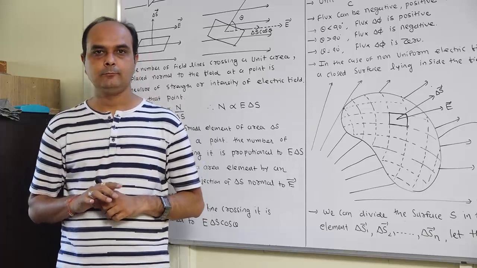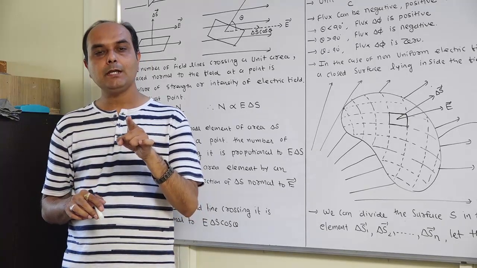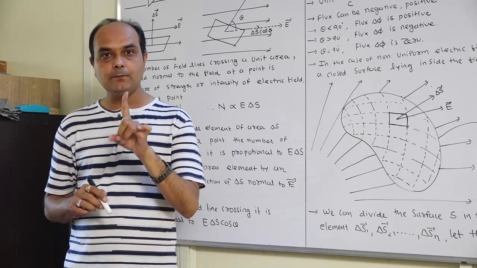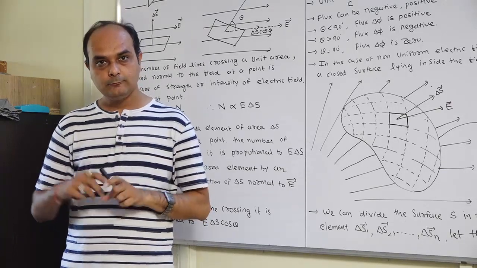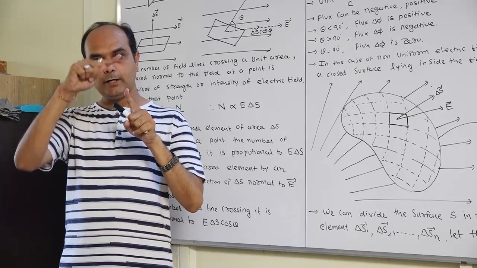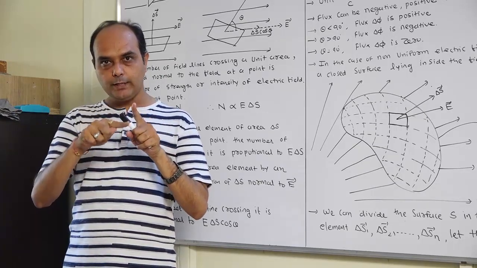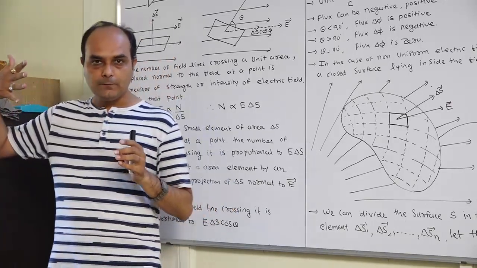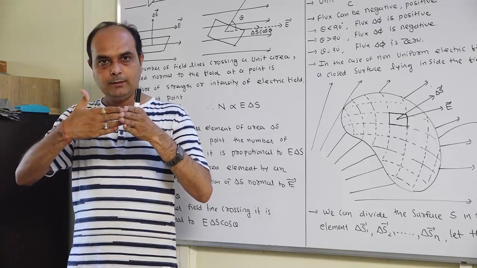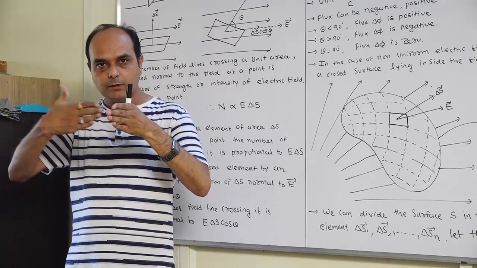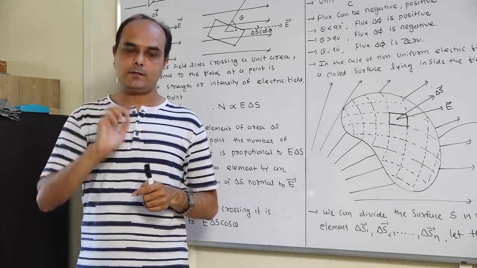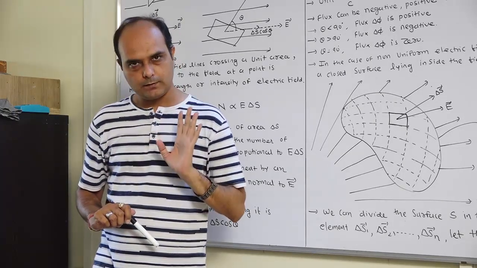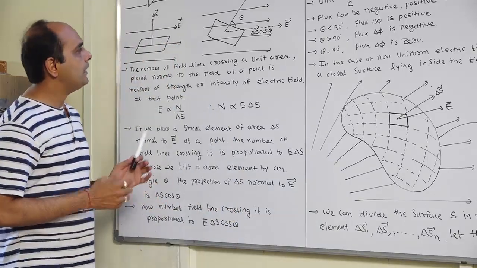Now, today our topic is called electric flux. What does electric flux mean? There is a cross section or any planar body. The electric field lines passing through that cross section, or linked with the plane, is called the electric flux.